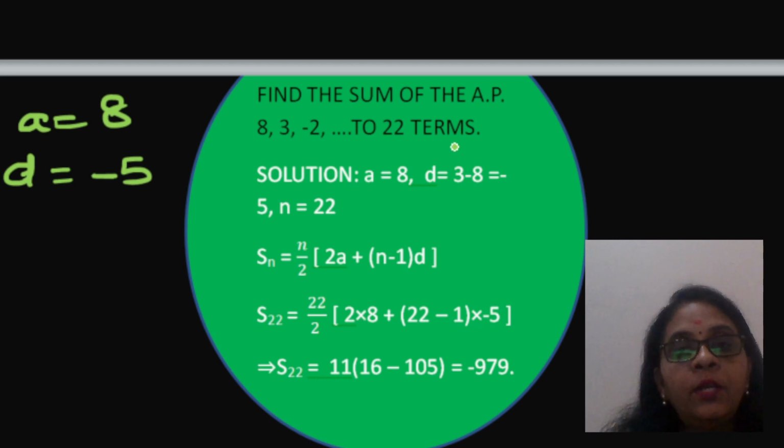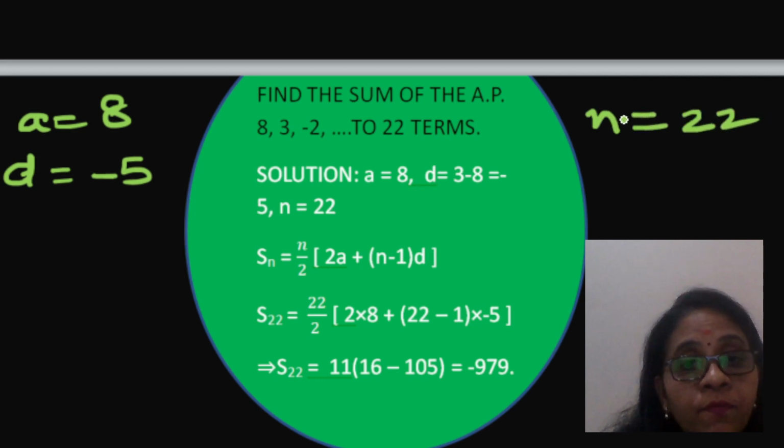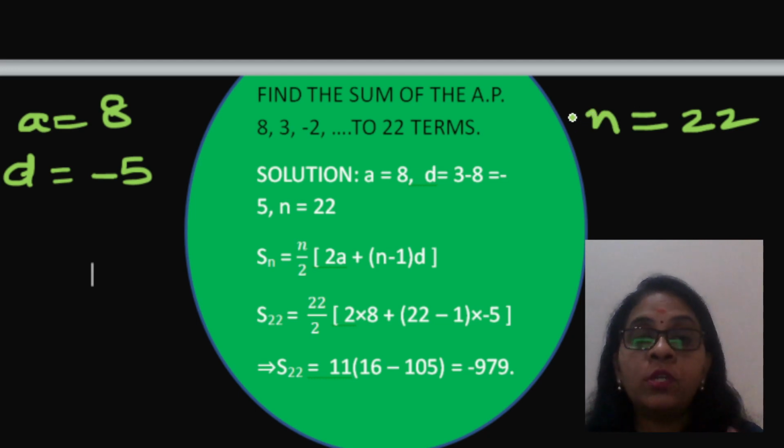Up to 22 terms, which means n is equal to 22. This is again important. What's the formula of Sn we have learned just now? Sn is equal to n by 2 into 2a plus n minus 1 into d, or n by 2 into a plus an. Which one is applicable? You have to choose. Here we don't know the nth term, we don't know the 22nd term. So we have to use n by 2 into 2a plus n minus 1 into d.